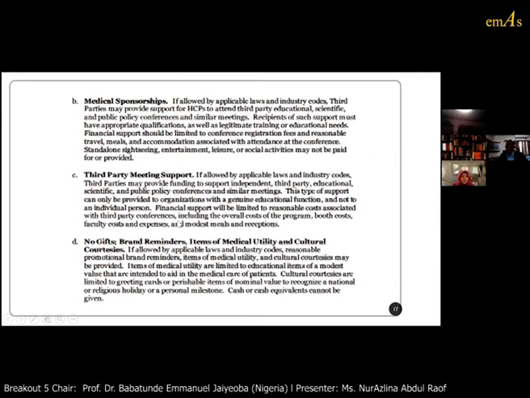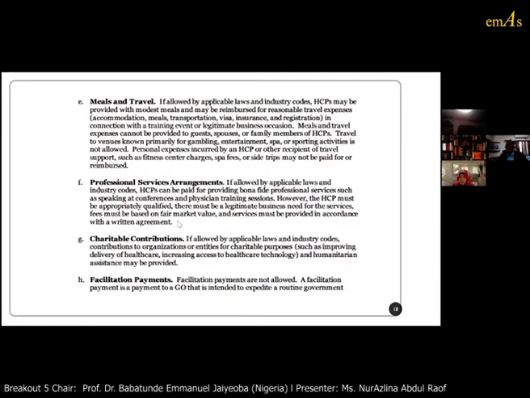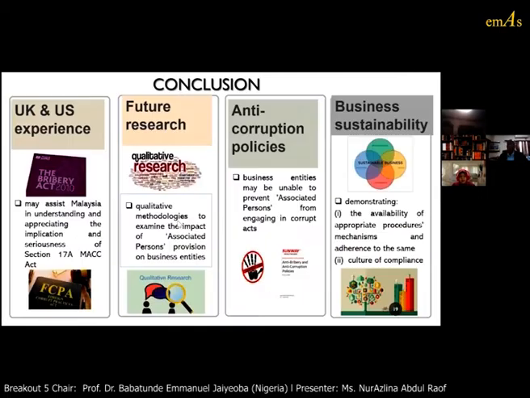What else? There are charitable organized contributions. What is basically meant by that? Whether facilitation payments are allowed or not. All right, so in conclusion.